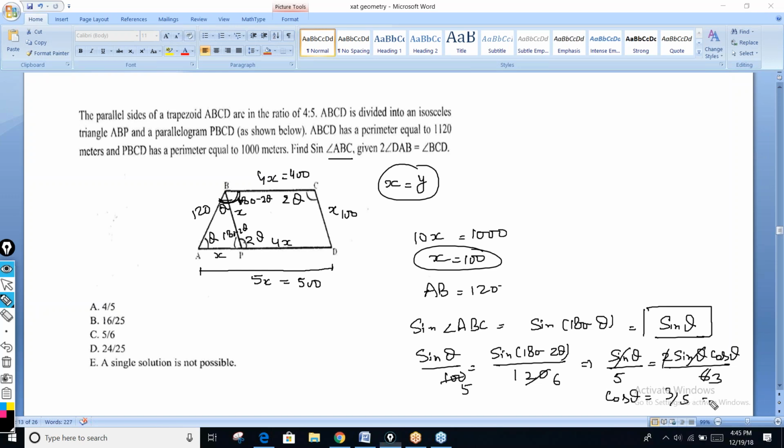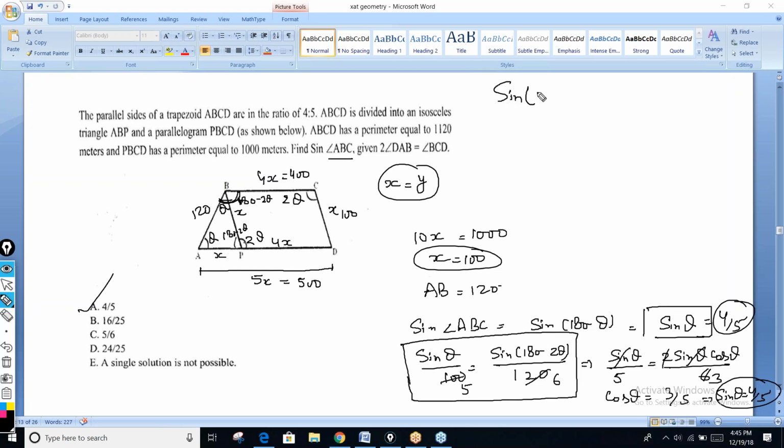If cos theta is 3 by 5, what is sine theta? Sine theta is 4 by 5. So what is the value of sine theta? Sine theta value is 4 by 5. That is the answer. Very good question. Using trigonometry also a little bit. Otherwise, the sine rule we basically use in geometry itself. But yes, sine of 180 minus theta, you should know it is equal to sine theta. That we are using with the help of trigonometry. Done? Good question.